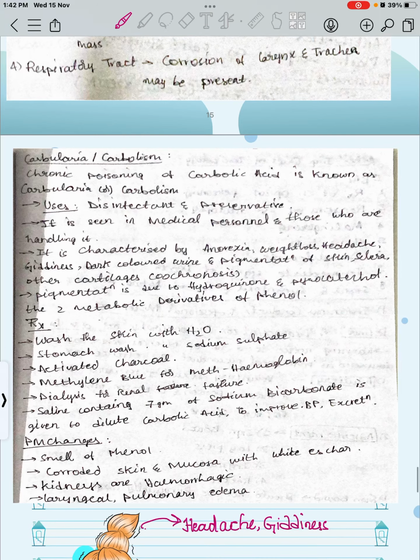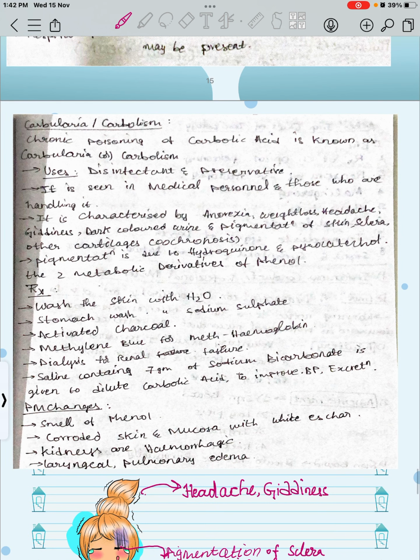Carbolism. Chronic poisoning of carbolic acid is known as carbolism. Uses: carbolic acid is used as disinfectant or preservative. It is seen in medical professionals and those who are handling it. As it is a disinfectant, we use disinfectant daily in hospitals.